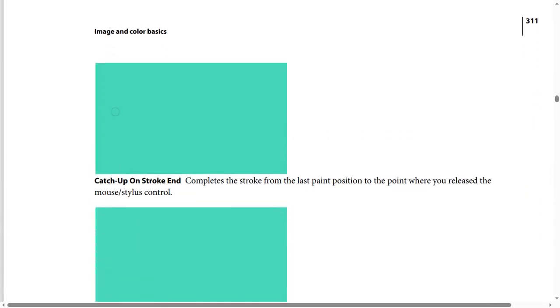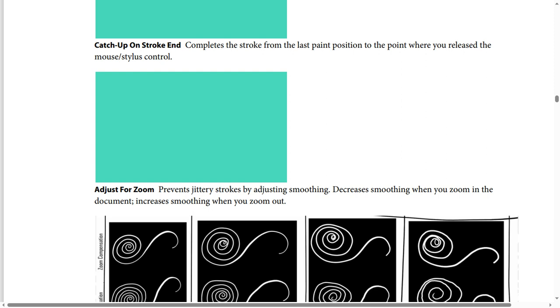And here in this screenshot, Catch-up on Stroke End completes the stroke from the last paint position to the point where you released the mouse or stylus control. Adjust for Zoom prevents jittery strokes by adjusting smoothing: it decreases smoothing when you zoom in on the document, and increases smoothing when you zoom out.